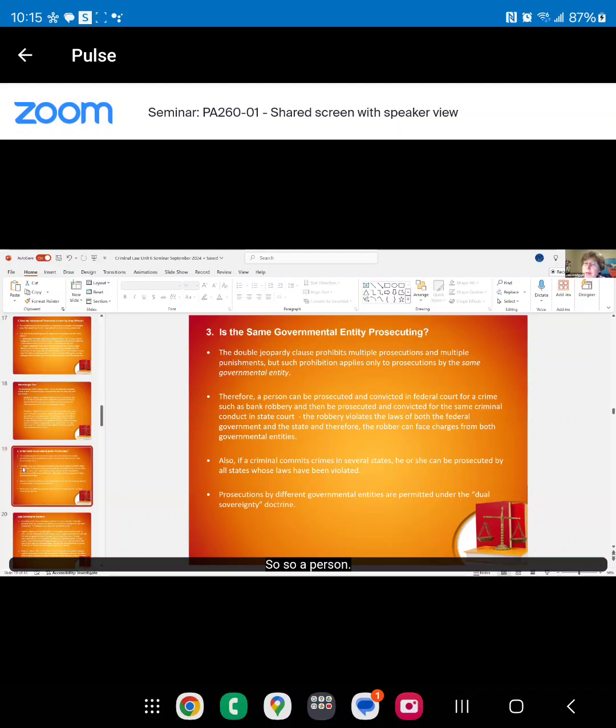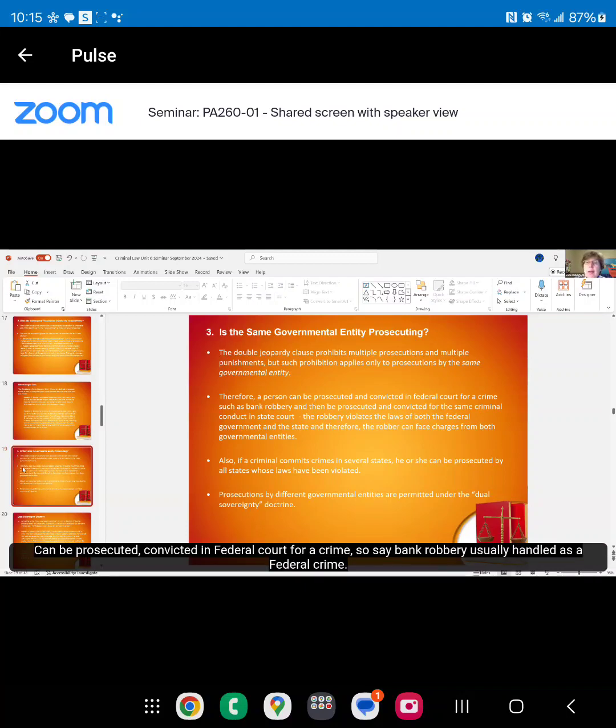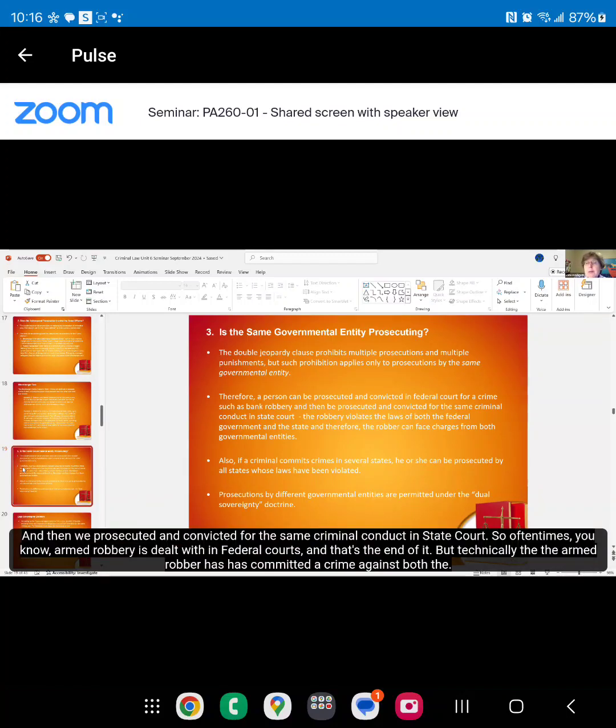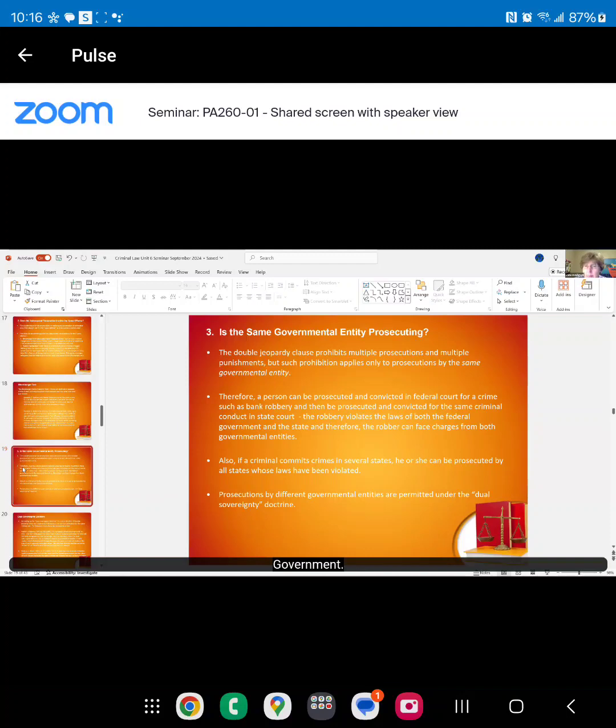So a person can be prosecuted and convicted in federal court for a crime, say bank robbery, usually handled as a federal crime, and then be prosecuted and convicted for the same criminal conduct in state court. So oftentimes, armed robbery is dealt with in the federal courts, and that's the end of it. But technically, the armed robber has committed a crime against both the federal government and the state.